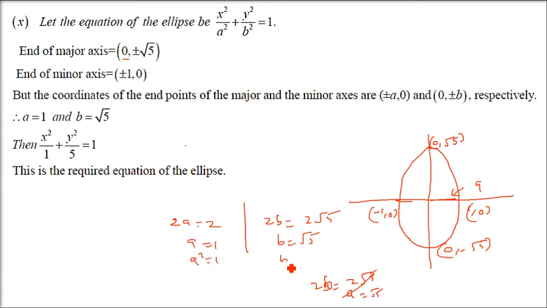So x square by a square, that is 1. y square by b square, that is root 5 whole square, that is 5. So x square by 1 plus y square by 5 equals 1. This is the required equation of the ellipse.